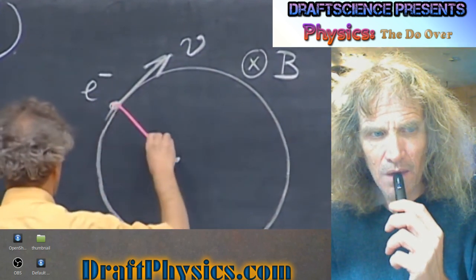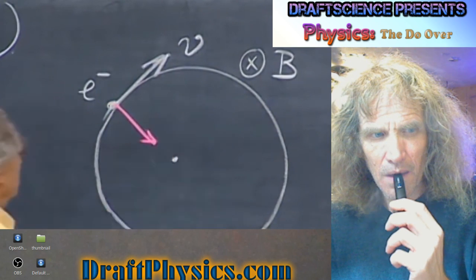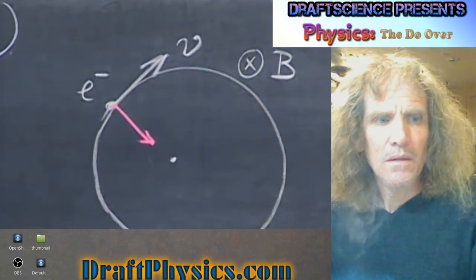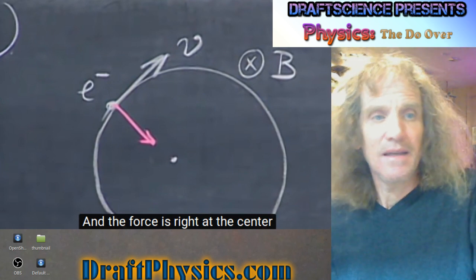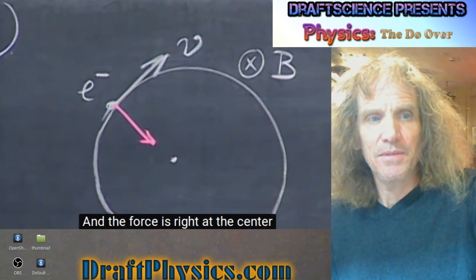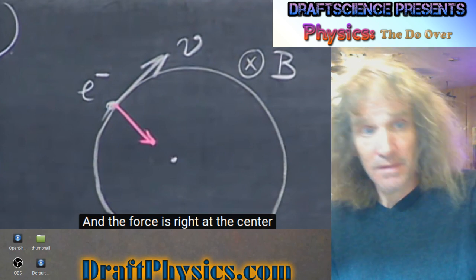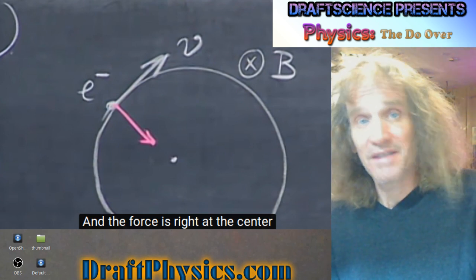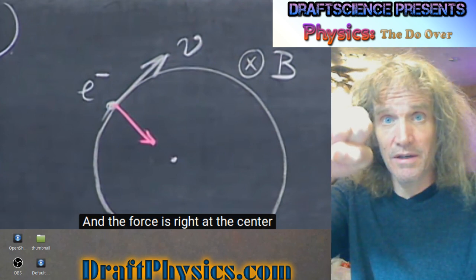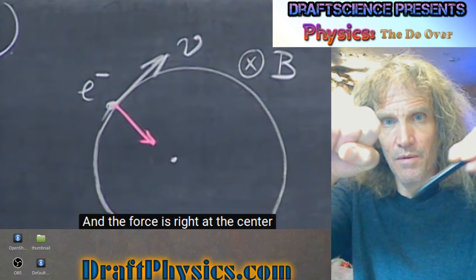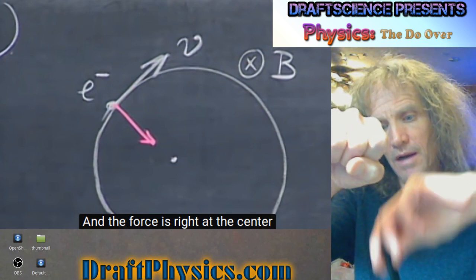And the force is right at the center of that circle. So again, the obvious thing is that there's a repulsive force between B and E. And obviously there's going to be a symmetry to the resistance coming towards it. It's saying, I don't want it, I don't want it, and then leaving.